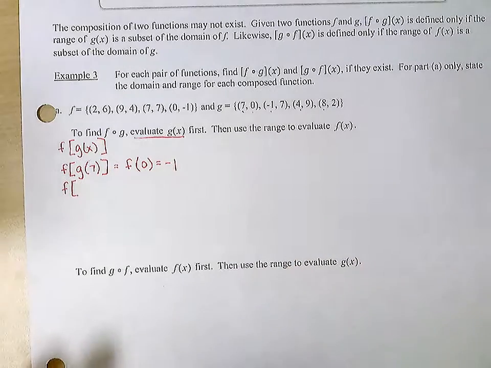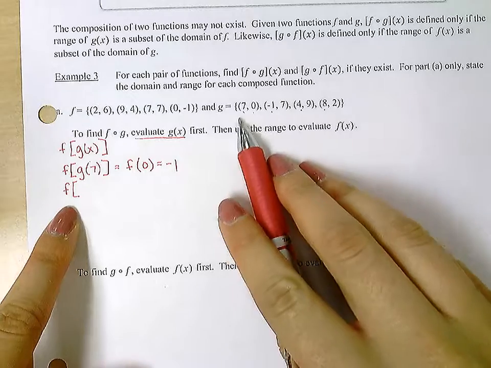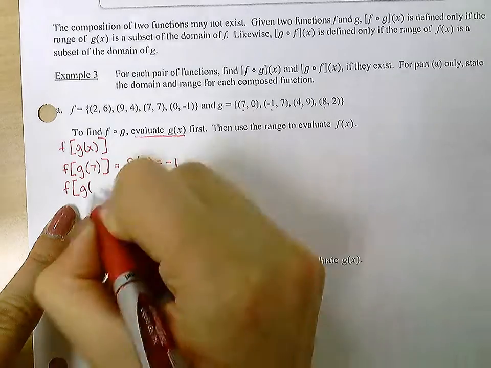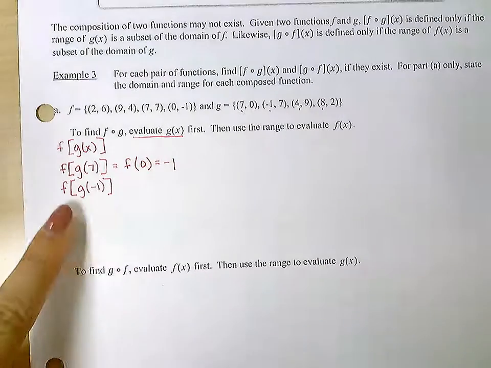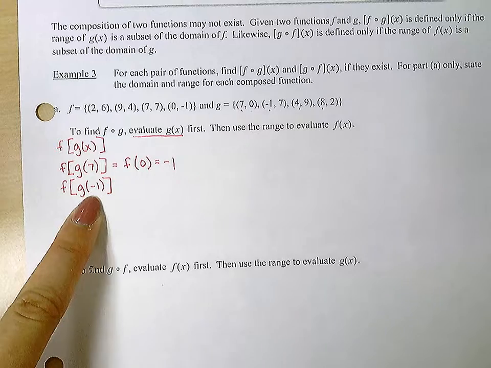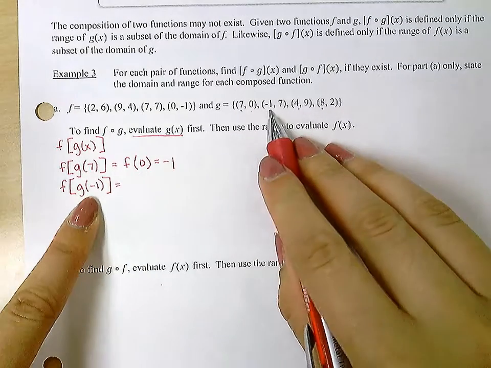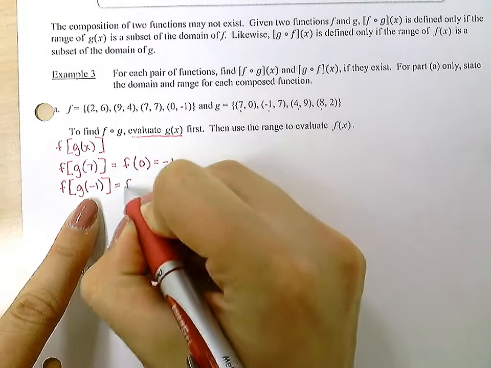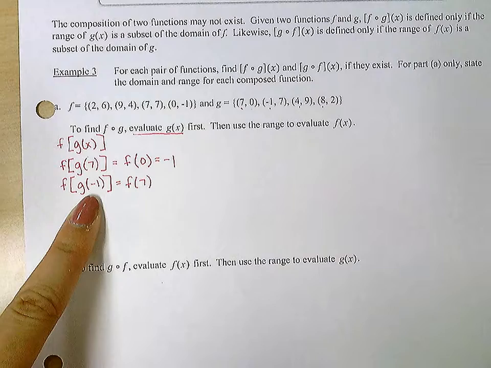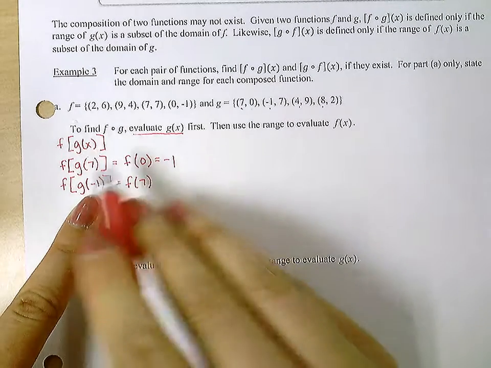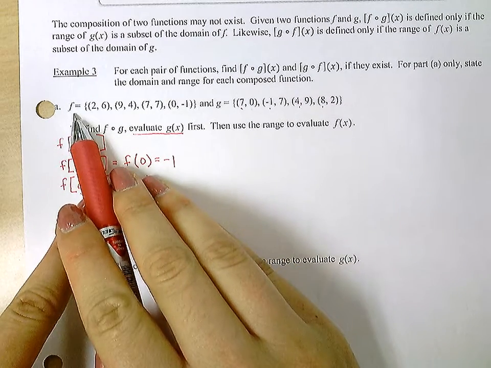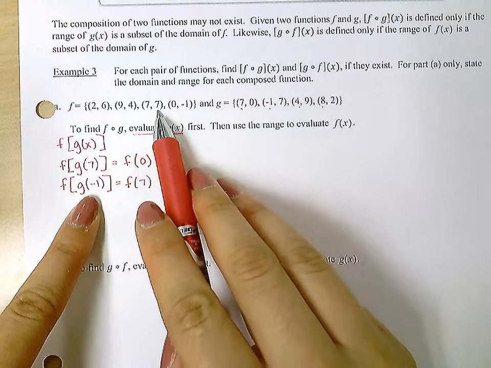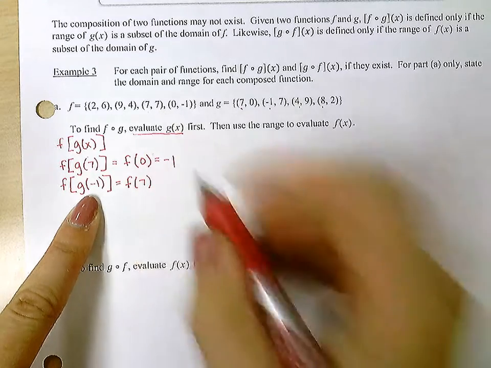You're going to practice it some more. Next, I'm going back to my g. What's my next x value in g? -1. What is g of -1? g of -1 will be equal to 7. So I would have f of 7. Then I look at my f function. I have an x value of 7, so f of 7 will equal 7.